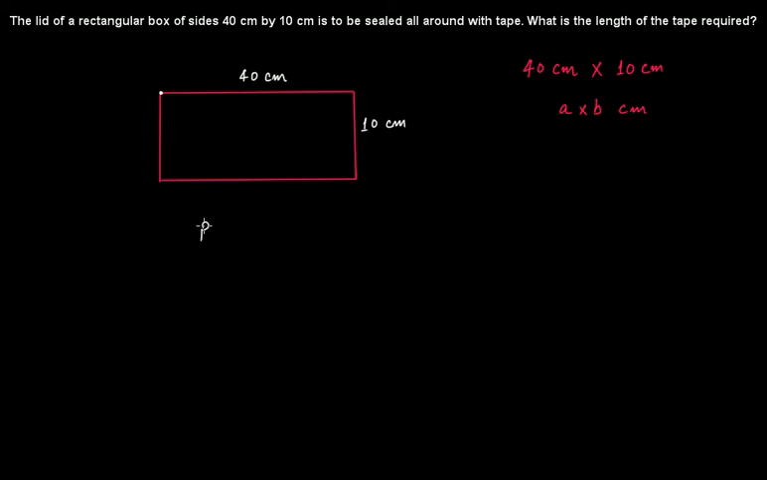So what's the perimeter? If I denote the perimeter by P in this case, what's the perimeter of a rectangular field or rectangular box or rectangular figure? That is 2 times length, that is 40, plus breadth, that is 10. So this will be 2 times 50, and this will give you 100 centimeter. Or you can change this 100 centimeter into meter, then that will be equal to what? 1 meter, because 1 meter is equal to 100 centimeter.